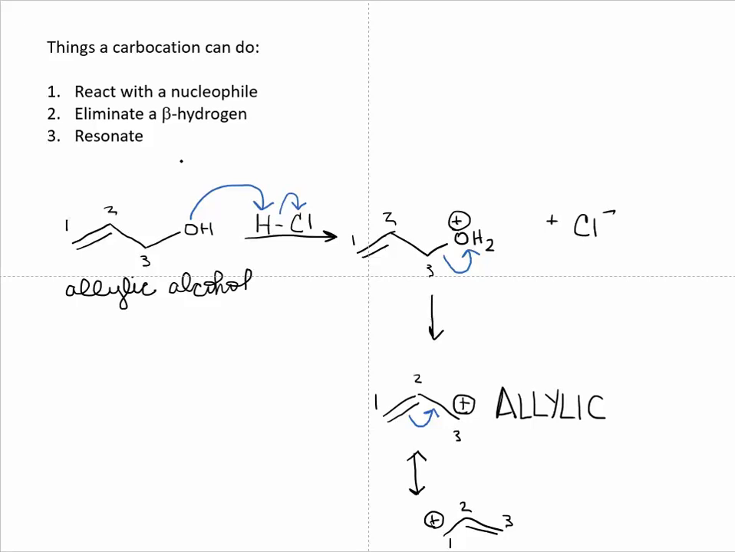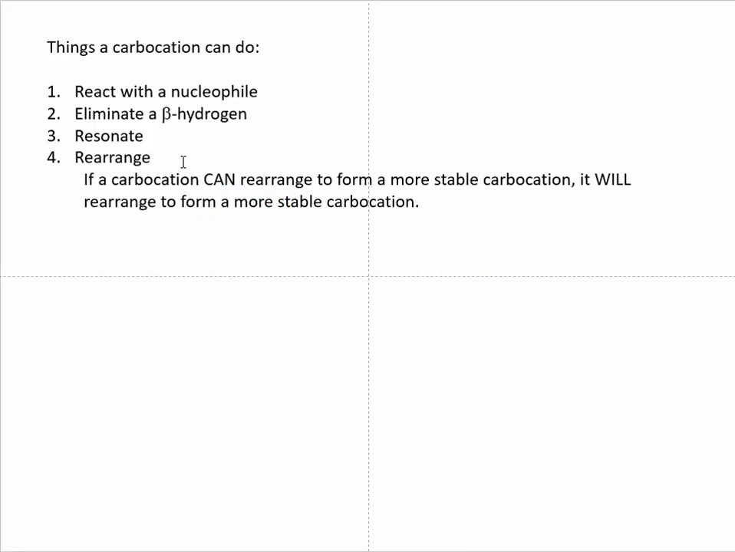The last and hardest thing that a carbocation can do is rearrange. This is not easy. It's one of the things that students struggle with the most. The easiest way I can put it is, if a carbocation can rearrange to form a more stable carbocation, it will rearrange to form a more stable carbocation. So let me give you an example and show you what a rearrangement would look like.